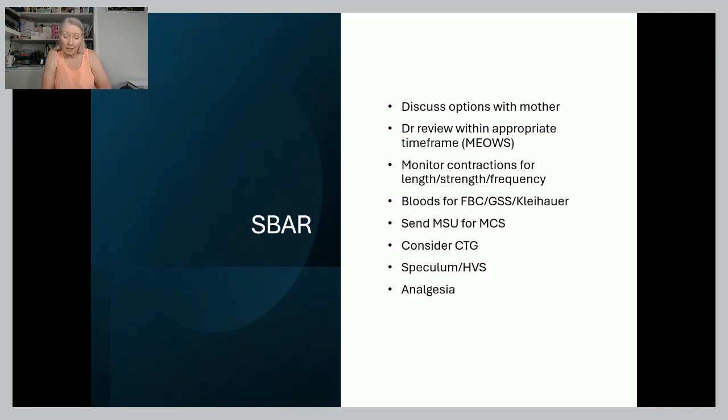So I would say, even though this is not specifically in your marking criteria, it's always good practice to discuss all the options with the mother. So document that you're going to discuss the options with her, that you're going to get the doctor to review within, and at this point you're going to need to write what the appropriate time frame is. So if your MEOWS says the doctor needs to review within 30 minutes, then you need to put in there doctor to review within 30 minutes.